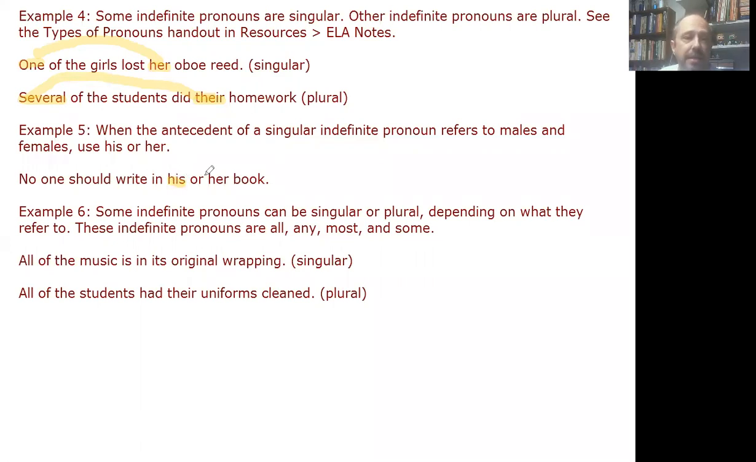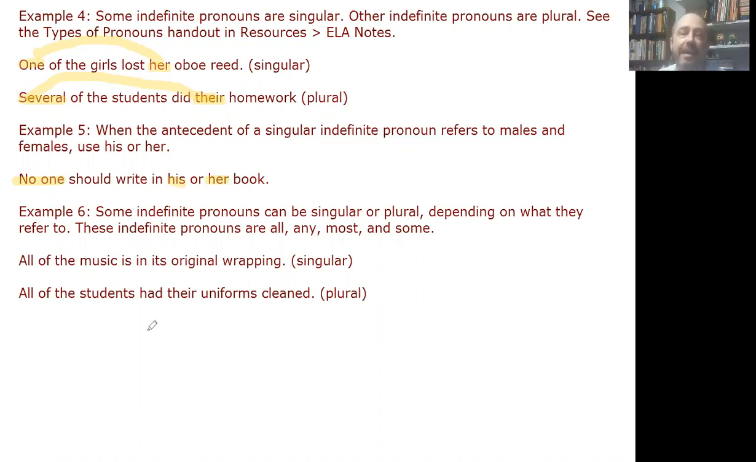So these are my singular pronouns, and they're referring back to no one, right? No one is singular, okay? So when I say no one should write in his or her book, I mean no one, male or female, okay? If this is the kind of thing that sounds a little bit awkward, we can also use plurals, right? I could just say students should not write in their books, okay? But then we're not using pronouns, which kind of goes against the point of this lesson.